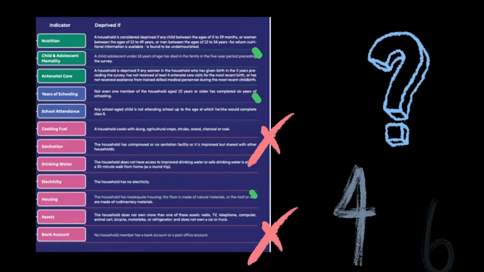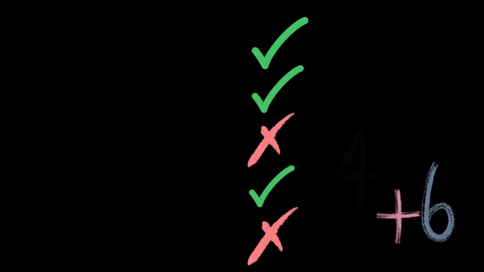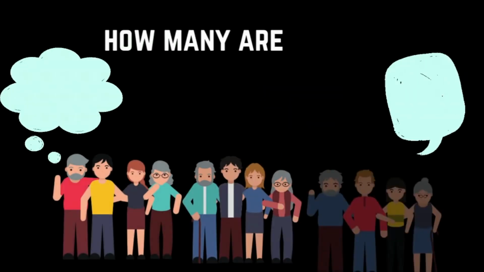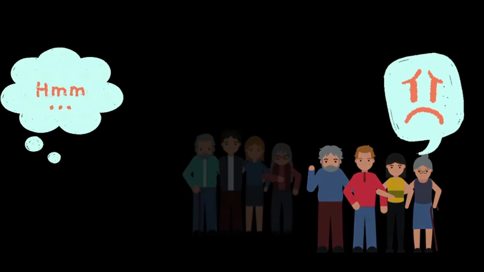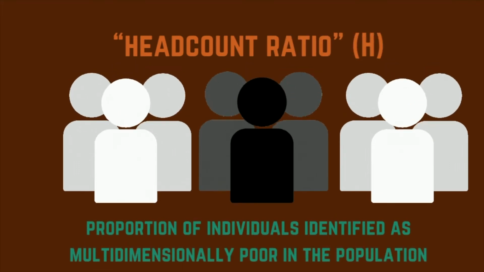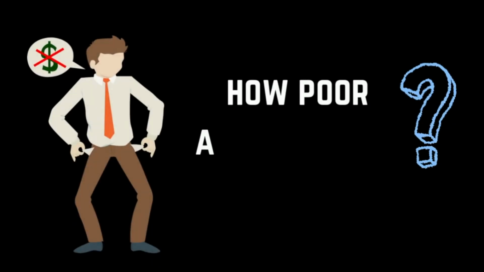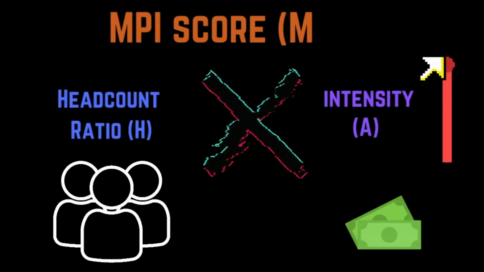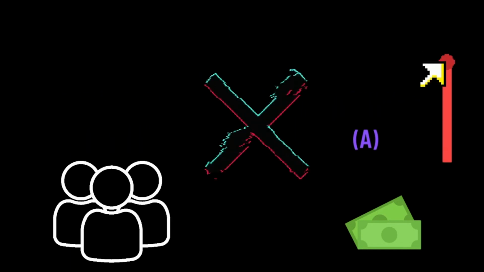The scores are added if a person is deprived of adequate cutoff in each category, known as deprivation scores. It calculates how many are poor due to lack of these basic needs, with the term head count ratio. Then it calculates how poor the poor are, with the term intensity of poverty. Then the MPI score is calculated by multiplying head count ratio with intensity.